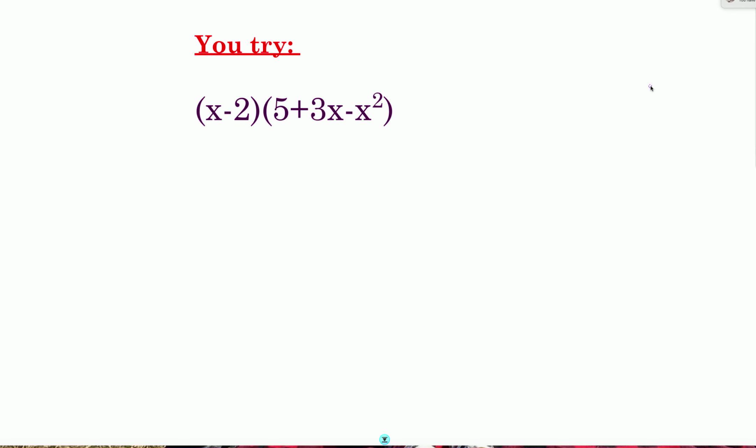Okay, so if you'd like to try this one for practice, and then you can check with me when you're finished. So here I have 5x. Here I have plus 3x squared. Here I have minus x cubed.